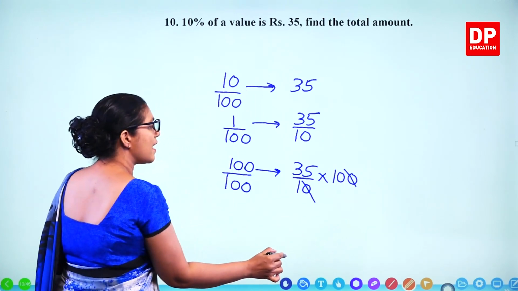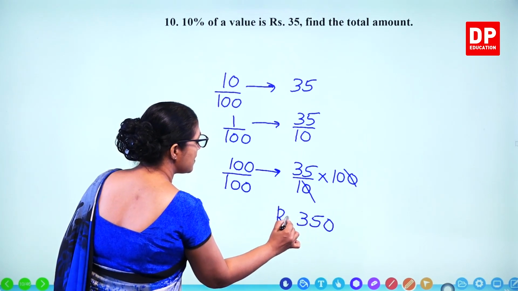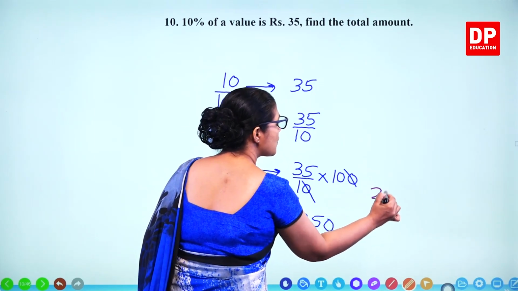Zeros get cancelled out. 35 into 10, 350 rupees is the full amount. You get 2 marks for that.